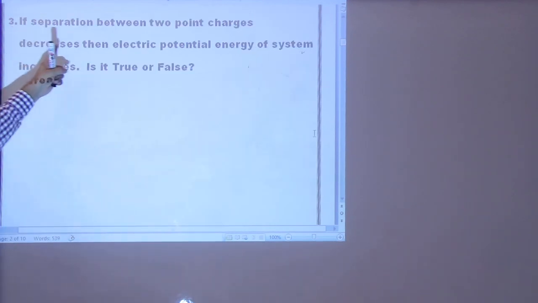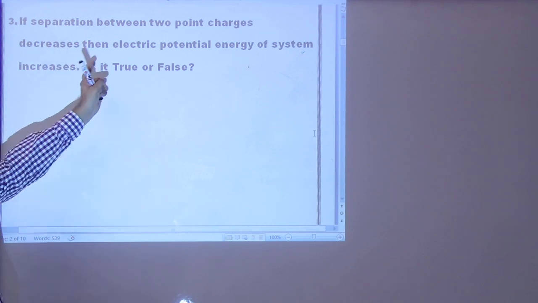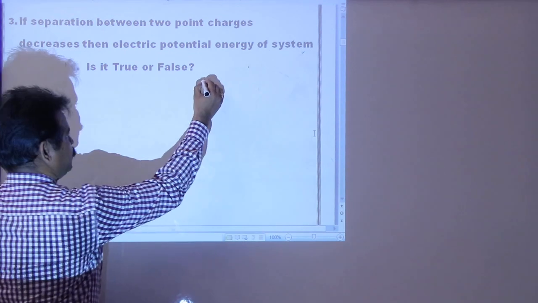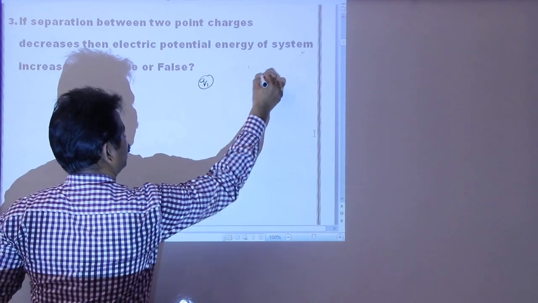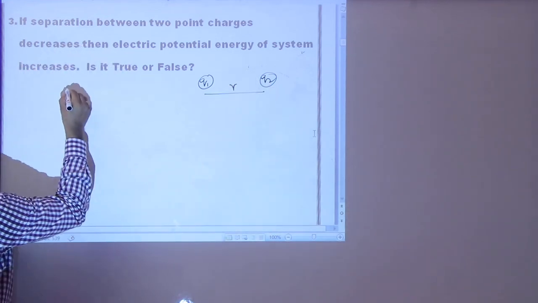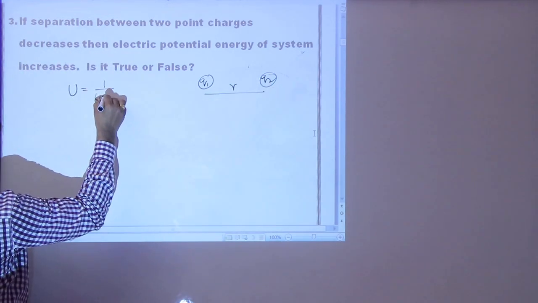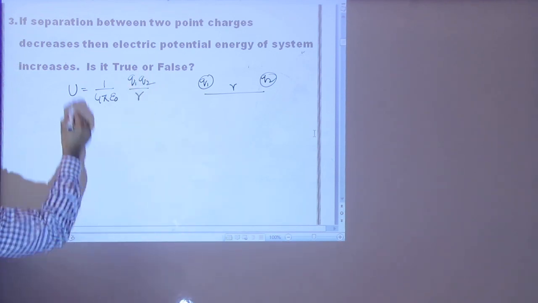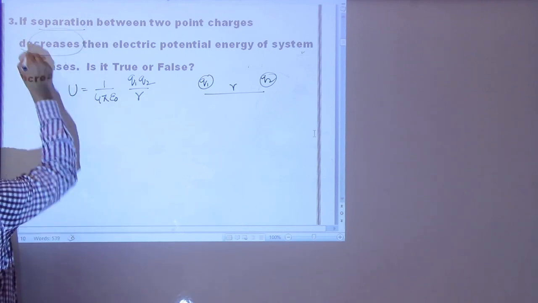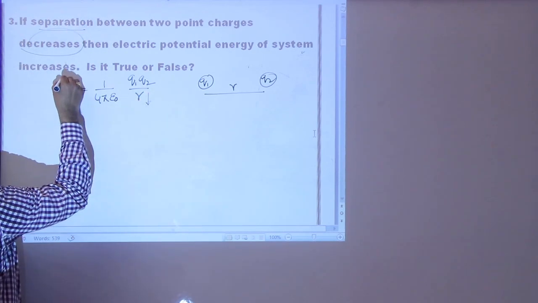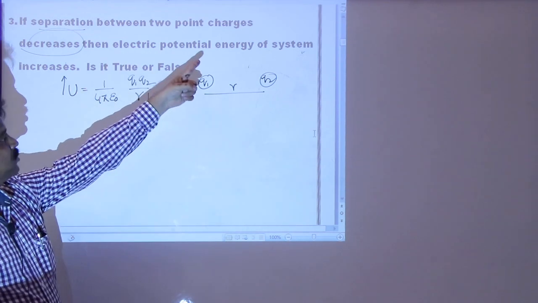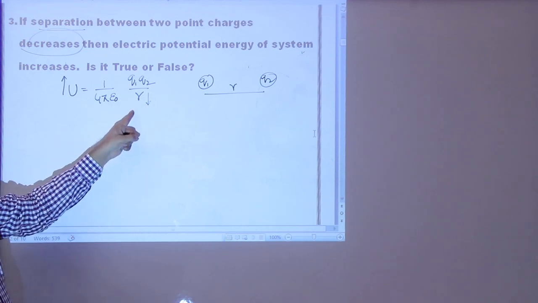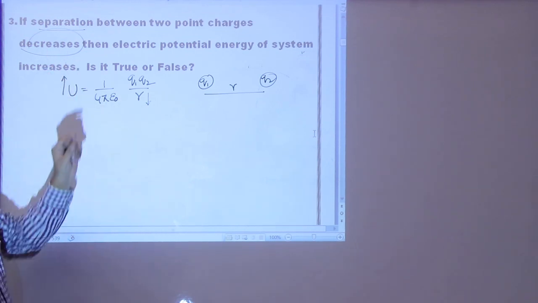Next question: if the separation between two point charges decreases, then the electric potential energy increases, whether it is true or false. We know that if there are two charges Q1 and Q2 separated by some distance r, the potential energy is given by 1 by 4 pi epsilon naught Q1 Q2 by r. Here, if the separation r decreases, we can say potential energy increases. So they are telling the electric potential energy of the system increases, whether it is true or false. Yes, if distance decreases, potential energy increases.